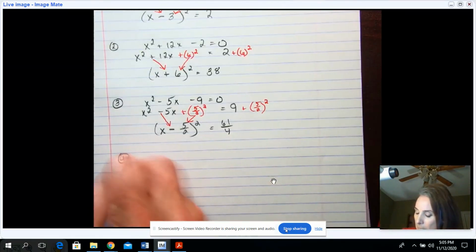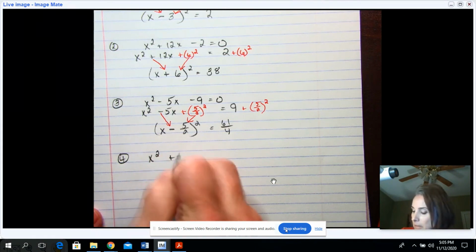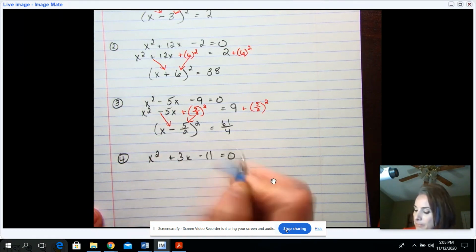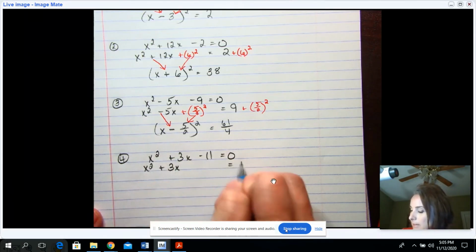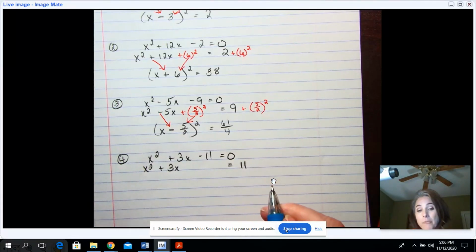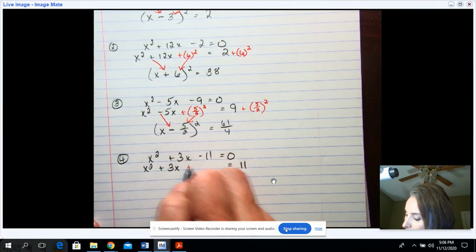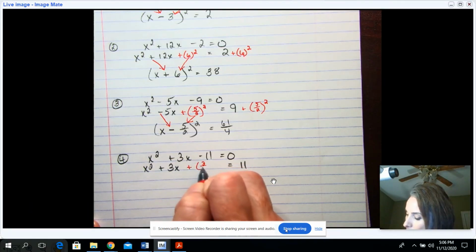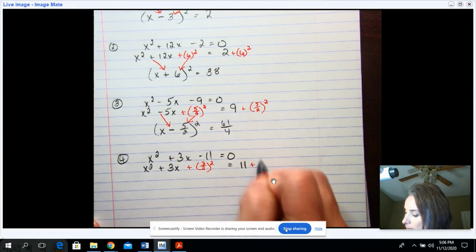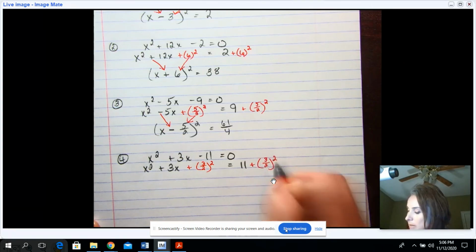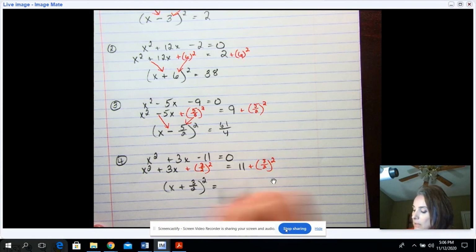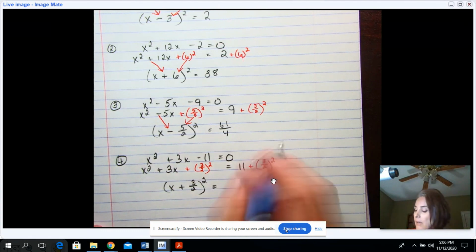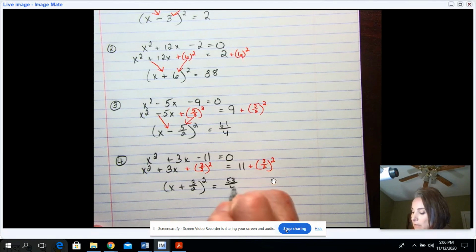One more example. x squared plus 3x minus 11 equals 0. Separate your x's from your constant. So instead of subtracting 11, I'm going to add it to the other side. Add half of b squared to each side. b is 3, so I'm going to add half of b, squared, to each side. And then I get x plus 3 halves quantity squared equals 11 plus 3 halves squared, which ends up being 53 over 4. Just put it in your calculator. 53 over 4.